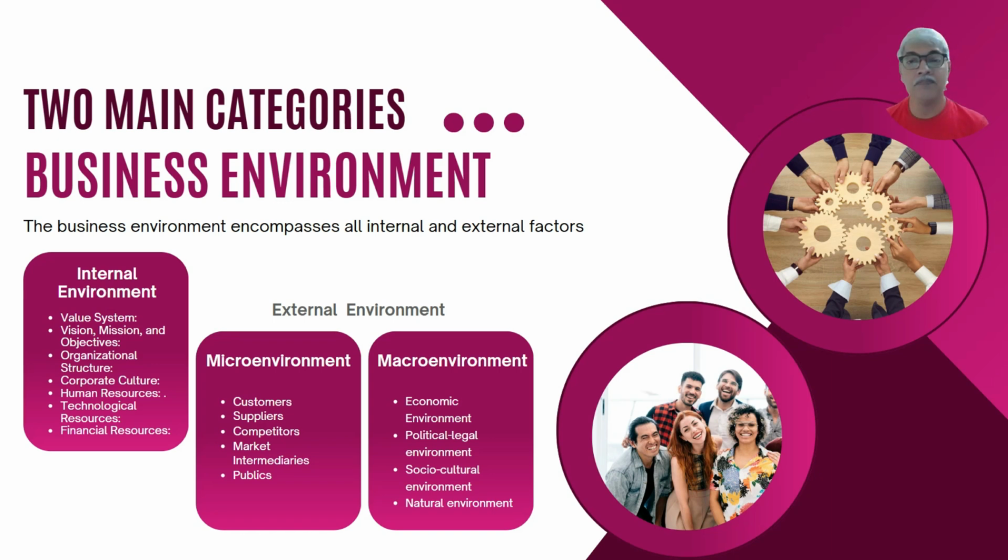Socio-cultural environment: the place also should be peaceful. Suppose the place is such that when it rains heavily, it becomes flooded, then naturally people will not be able to come there. So you have to look into the natural environment also. All these things are part of the business environment. So once again, the business environment consists of two main categories: internal environment and external environment. And in the external environment, you have the micro environment and the macro environment.